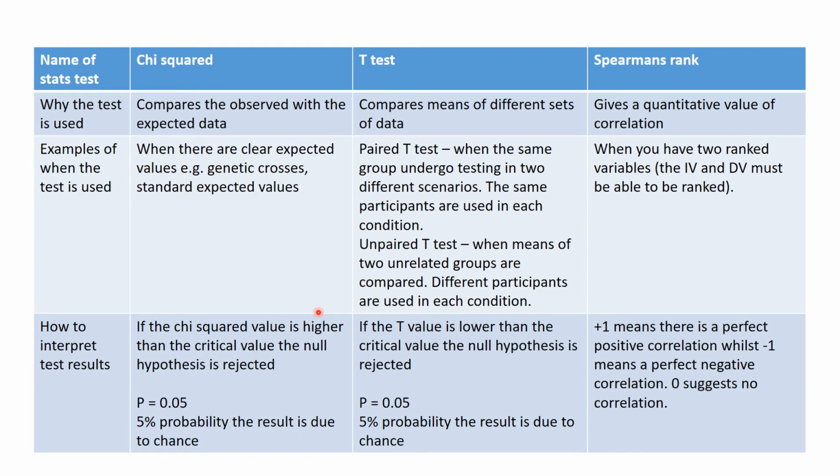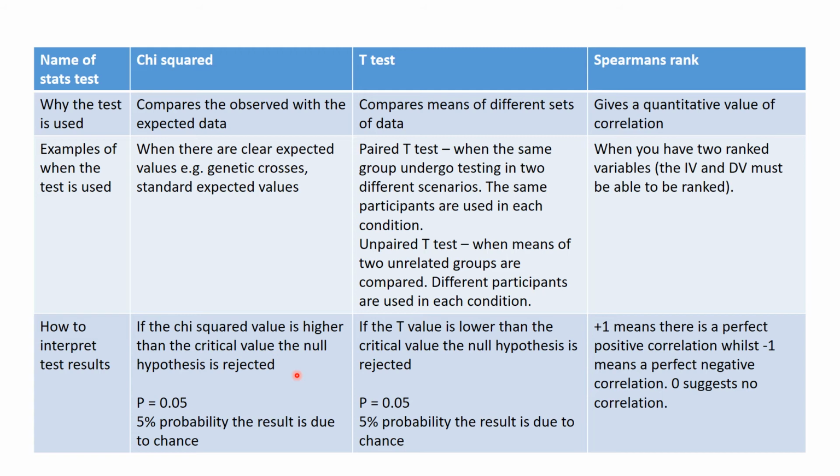Now, the critical value, if you just Google chi-squared critical value table, you'll see that there is a standard critical value table. Now, you have to find the correct critical value depending on your degrees of freedom and the probability. You will always use a probability of 0.05. I shouldn't say percent there, sorry. A probability of 0.05 or 5%, because that means that there's a 5% probability the result is due to chance.